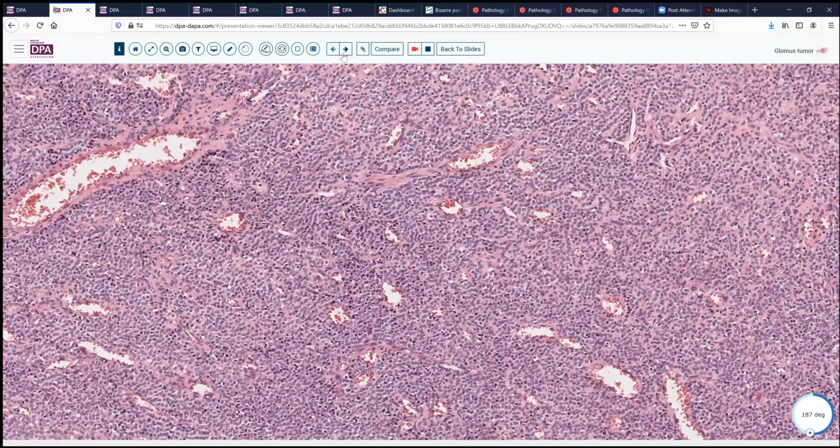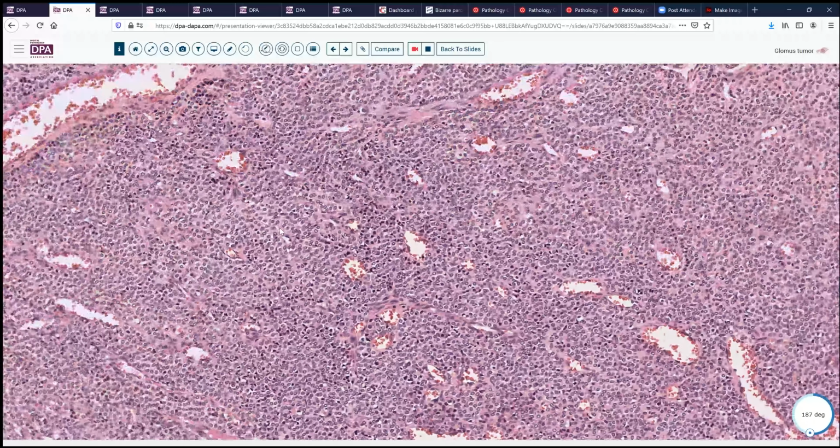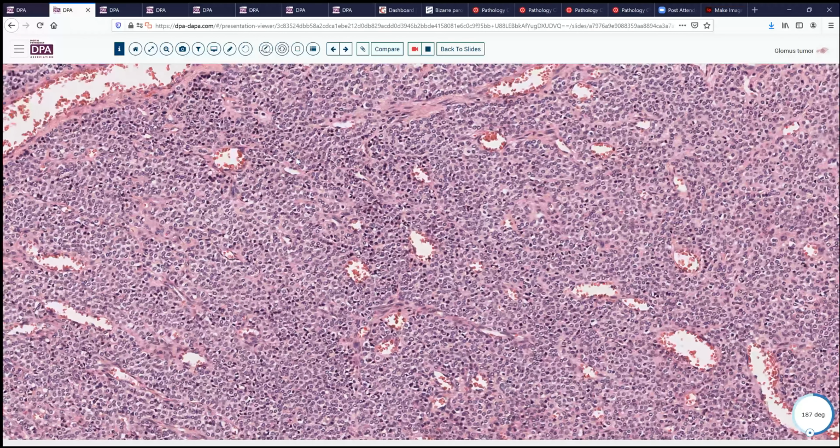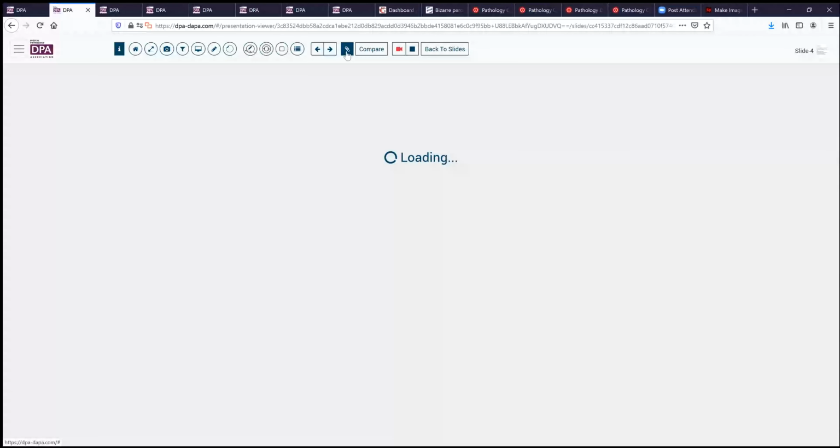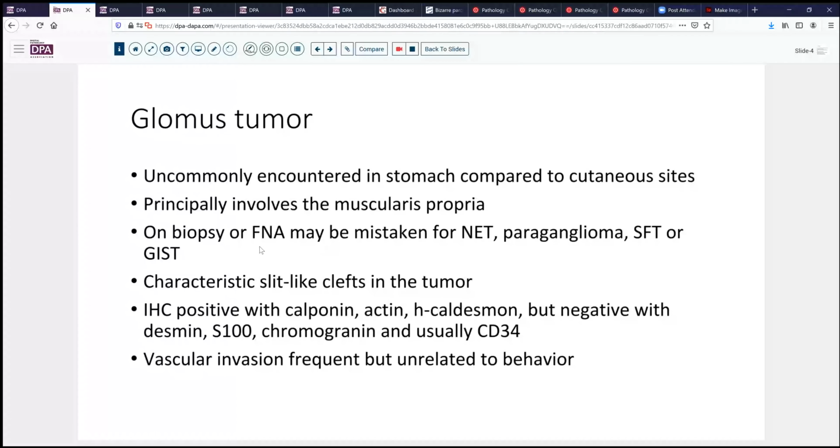In reality, this is a wonderful example of a glomus cell tumor, as indicated in the title. These tumors have a prominent vasculature, can have intravascular growth and extension, and may be mistaken on biopsy for neuroendocrine tumors, solitary fibrous tumors, or GI stromal tumors. We've commented that this usually involves the muscularis propria, and although it's uncommon in the stomach, it is a recognized site of occurrence. The immunohistochemistries that would be useful with this are calponin and actin or H-caldesmon.